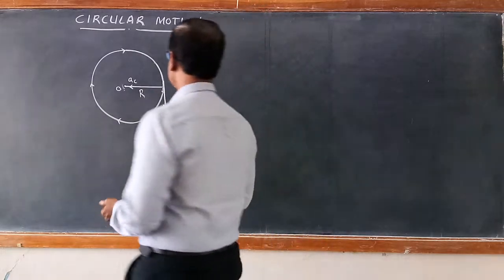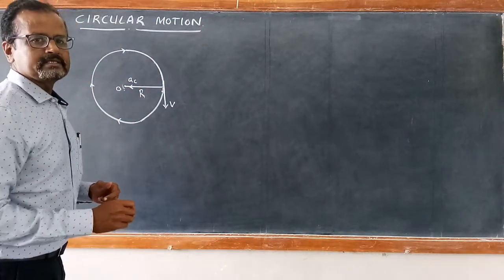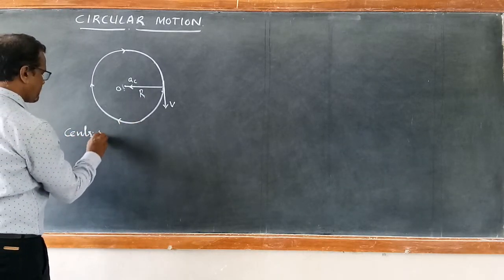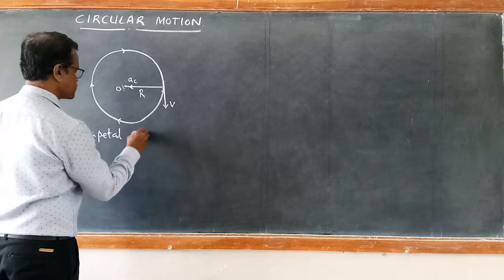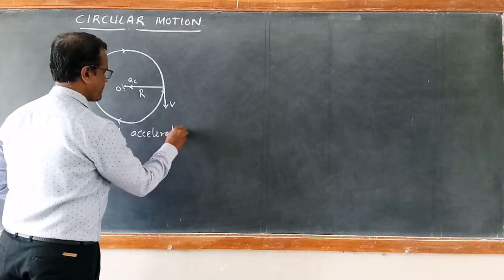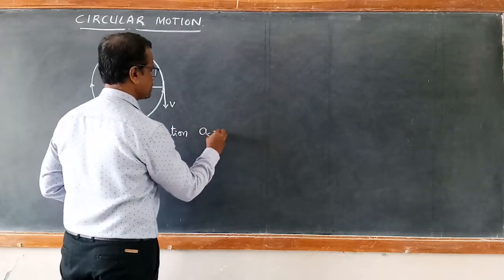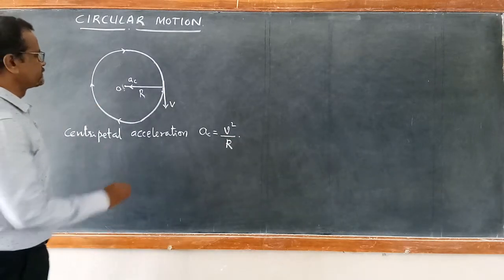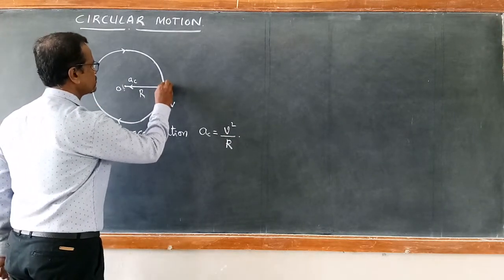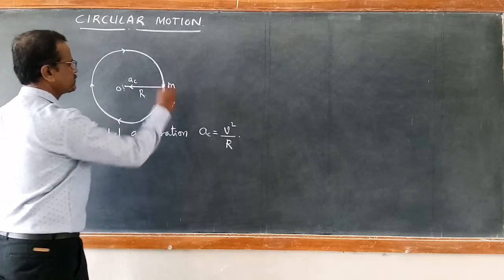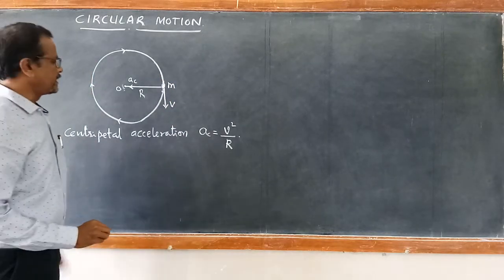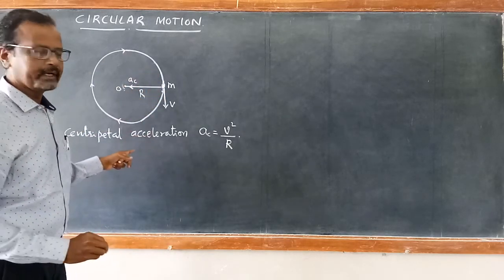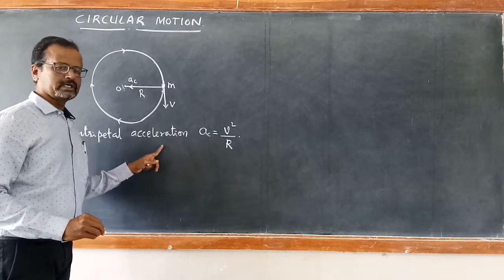we know that it experiences a centripetal acceleration. Centripetal acceleration is denoted by a_c, which we got as v squared by r. Suppose this is a vehicle of mass m. Let us denote it by a dot, which is of mass m. Then when it is undergoing a circular motion with constant speed, it experiences a centripetal acceleration.